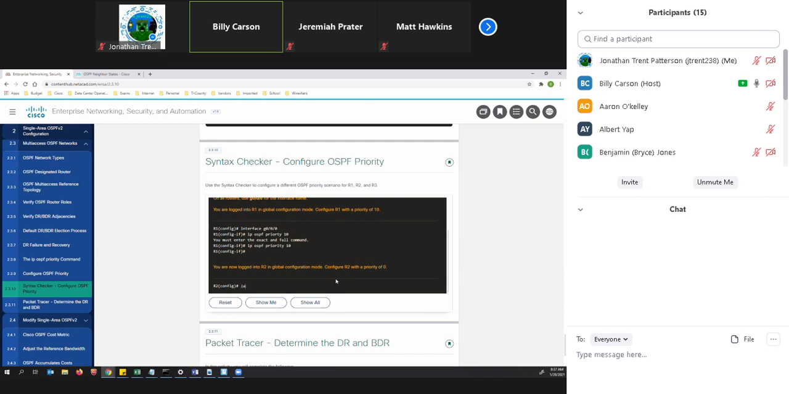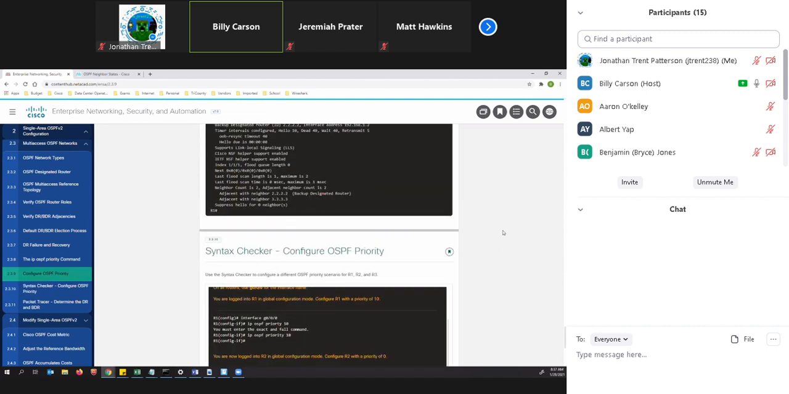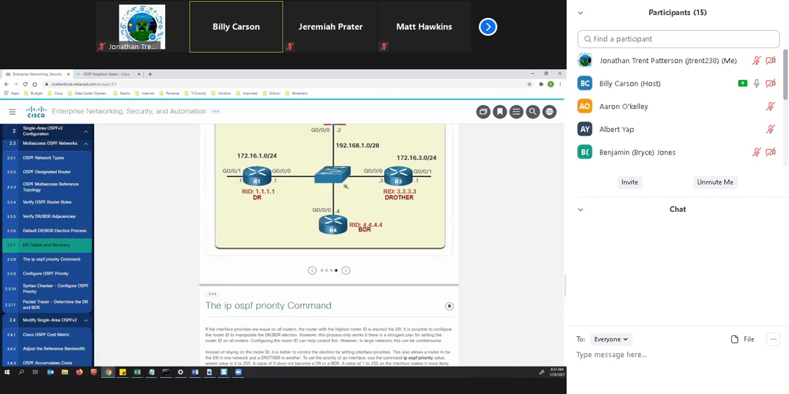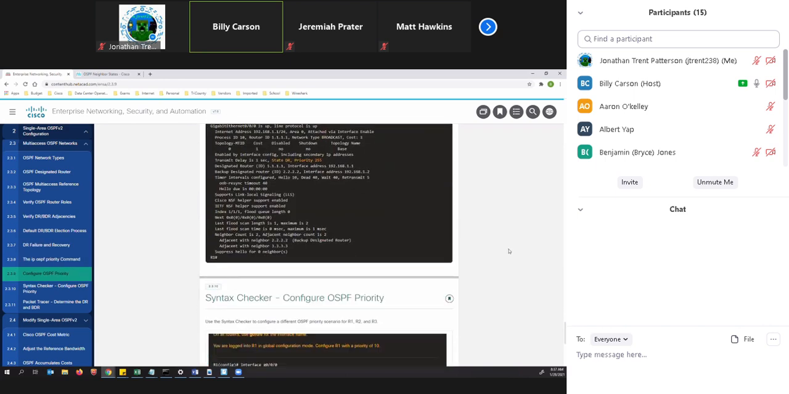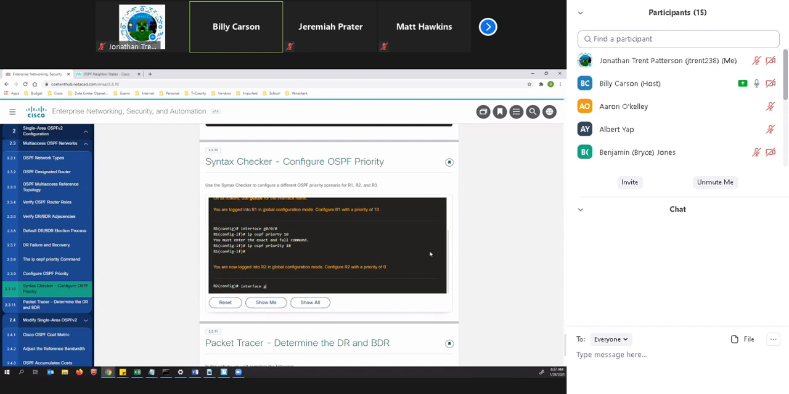So we've got to go to that interface, because again, these interfaces here are G0/0/0 on all of them, in this section here. Interface G0/0/0. Boom. Okay. So now we've got to do an IP OSPF priority with 0. Okay, we've got him set.